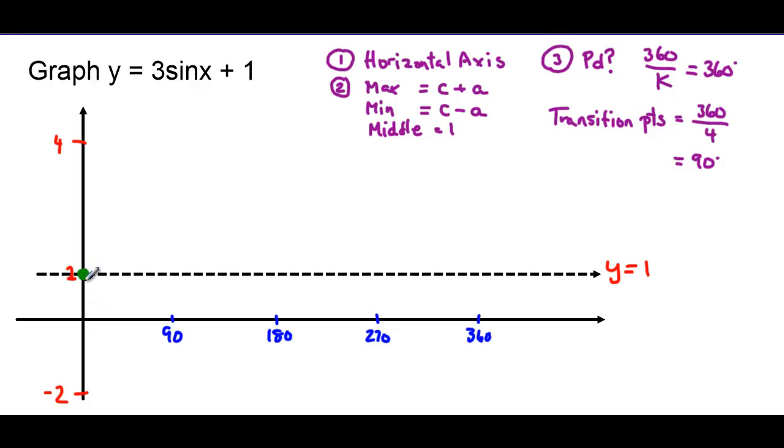Our next transition point for a sine curve moves it all the way to its maximum. The maximum value is 4, so at 90 degrees, 1 transition later, and at the maximum value of 4, we're going to put another dot. The third transition point moves it back down to the middle, 90 degrees later, so 180. And then 90 degrees later, we're at the minimum, or the bottom. And 90 degrees after that, we're back at the middle, starting a new cycle and ending the first one. Once you have your 5 transition points labeled, the last thing to do is to draw the curve.